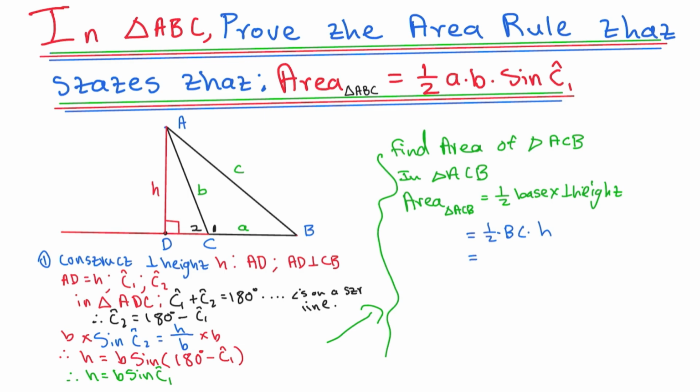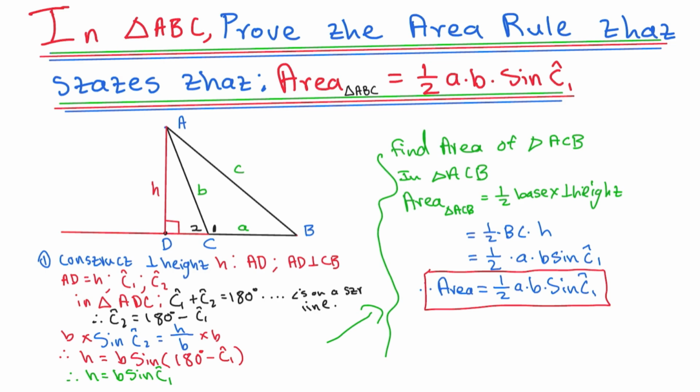Then the area is equal to half of, what is my BC? My BC is this A here, so A times, and what is my H? Remember here we got it, guys. It was B sine C1. So I'll write B sine C1. Therefore, the area will be half of A, B sine C1. And then I'm done. Guys, this thing is easy, and as you can see, it looks like this one here.